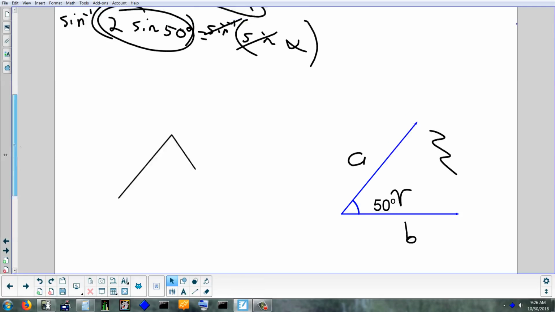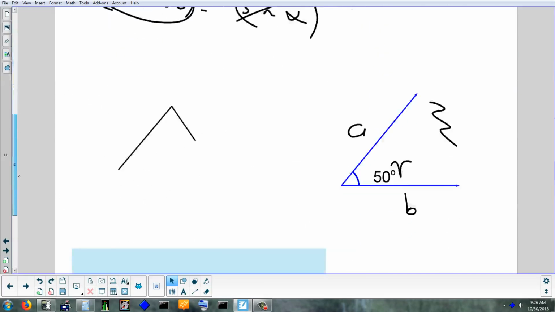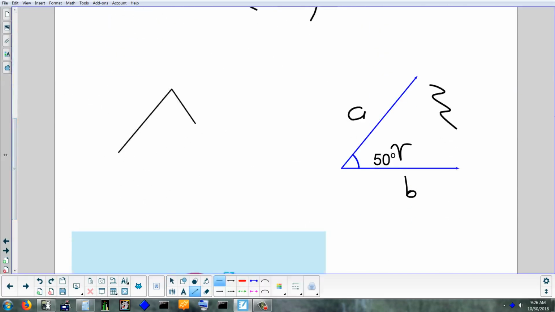Now, side B, that was blank. They didn't tell me how long side B has to be. So you can make B as long or as short as you want. But you can't change it from being horizontal, because then you'd mess up the 50. It's got to stay horizontal, and that's got to stay like that.